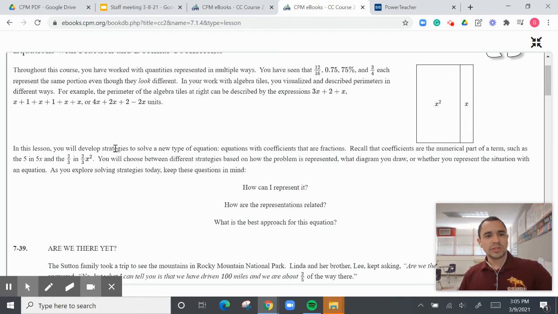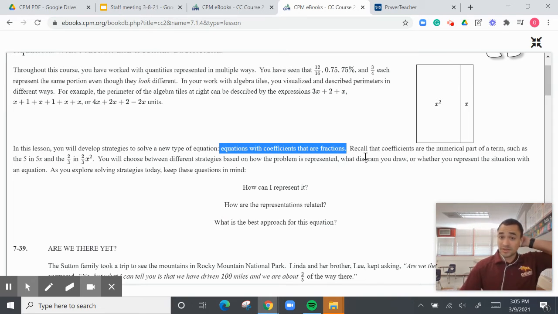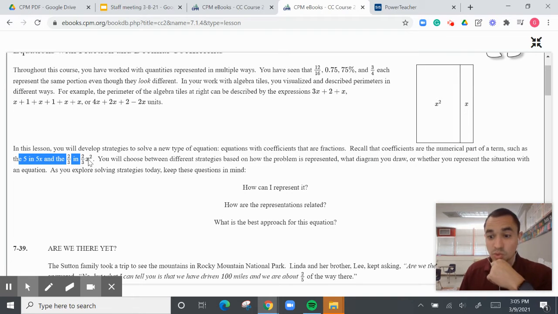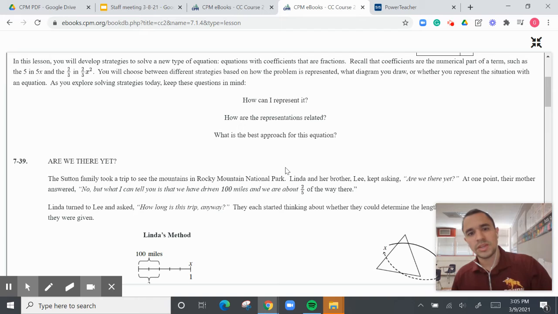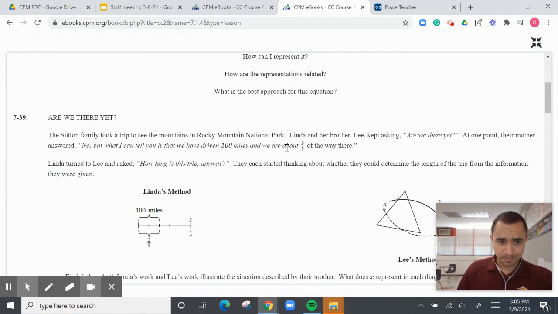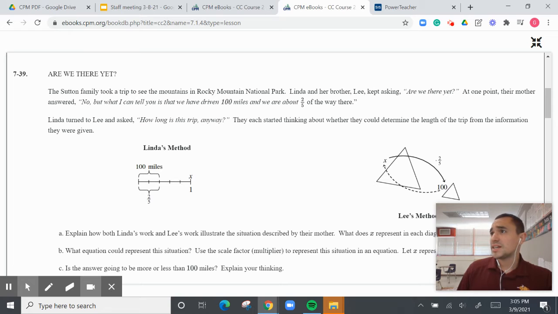One thing is you will develop strategies to solve new types of equations with coefficients that are fractions. And so we're going to talk about some things like reciprocals in a quick section. So recall that coefficients are the numerical part of a term, such as 5 in 5x, or 2/3 in 2/3 x squared. All right, so we want to make sure that we are able to approach this relatively easily.